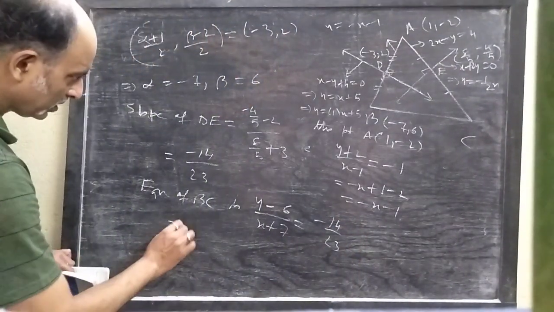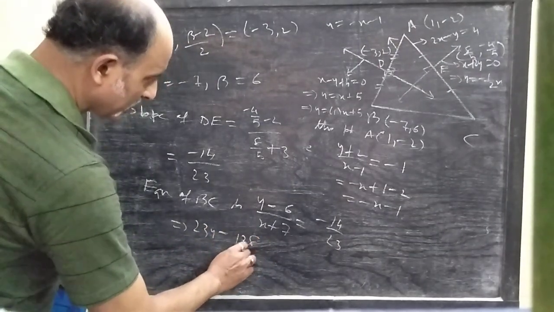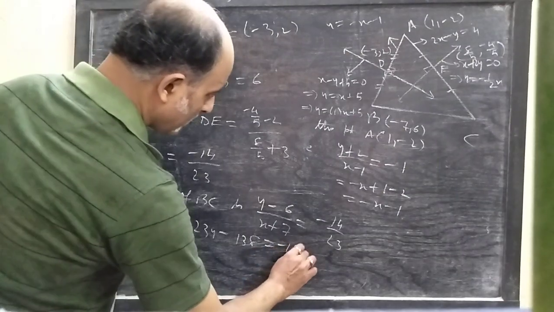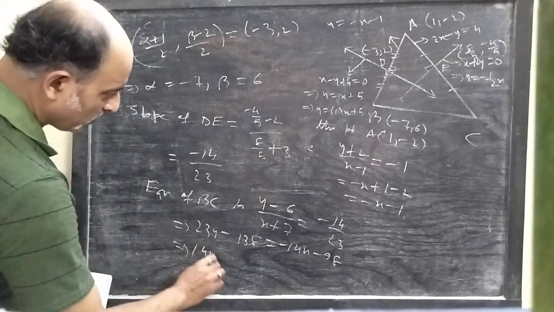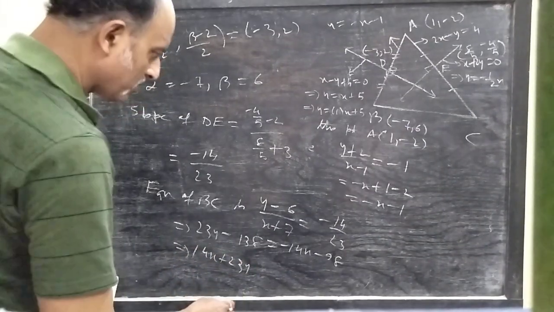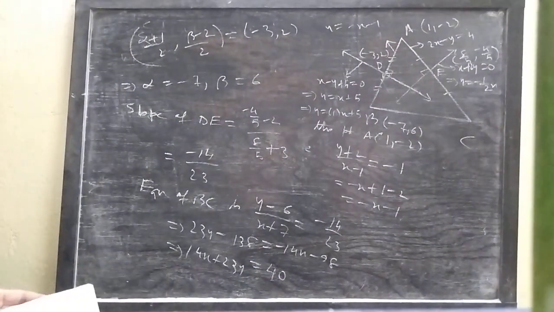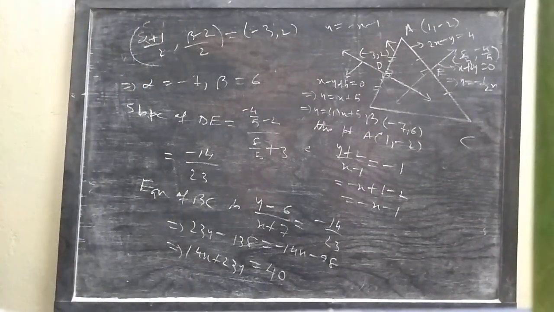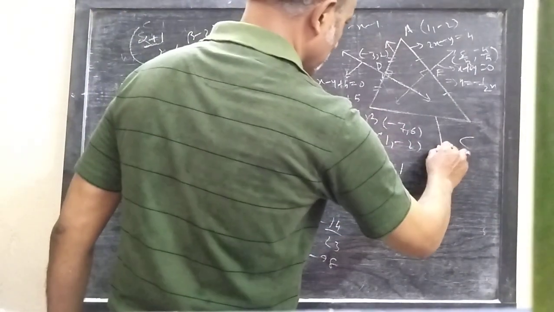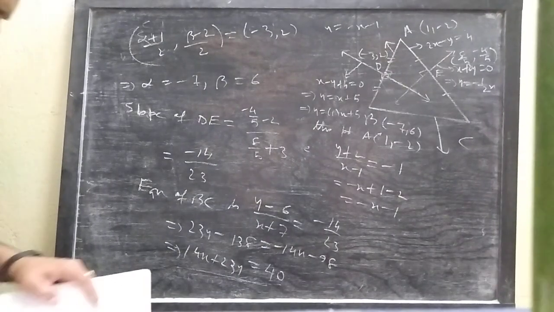So you get 23y minus 138 equals minus 14x minus 98, that is 14x plus 23y equals 40. This is the equation of the side BC. The equation of the side BC is 14x plus 23y equals 40.